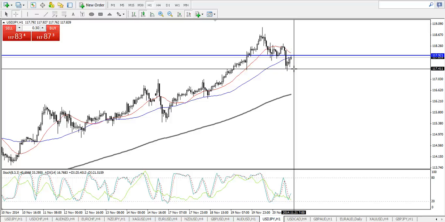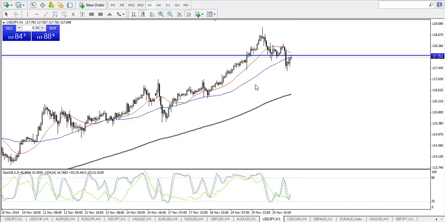Given how wide the divergence of the monetary policy is right now between the BOJ and the Federal Reserve, that could happen. And yes, that's for the dollar against the yen.